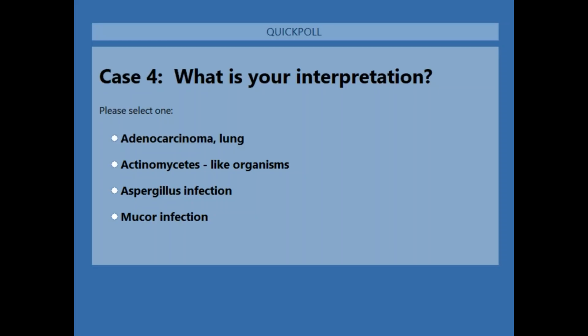So, case 4, what is your interpretation? Is it an adenocarcinoma? Is it actinomycetes-like organisms? Is it an Aspergillus infection, or is it a Mucor infection? All right, the poll is now open. And I must say, I love those beautiful pictures, Donna. All right, a couple more seconds for you all to put your answers in, and I'll ask Joanne to share the poll, please.